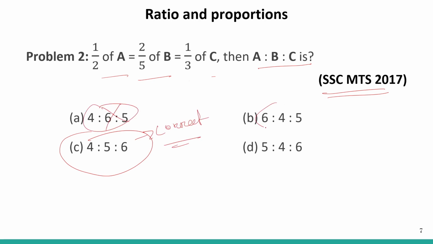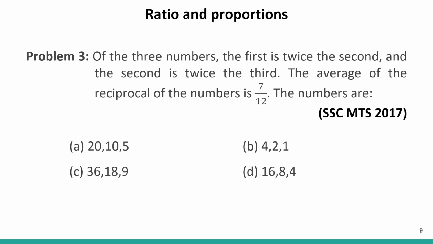This is wrong. Let's proceed with problem number 3. In problem number 3, of the 3 numbers, the first is twice the second and the second is twice the third. Okay, given that you have three numbers x, y and z.